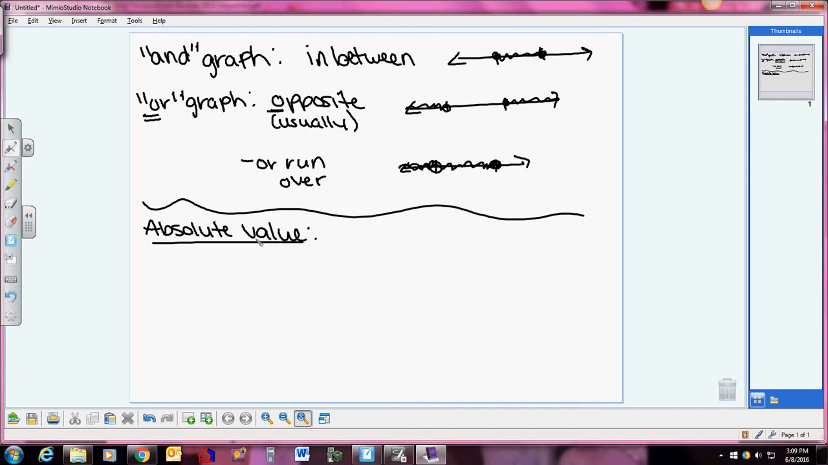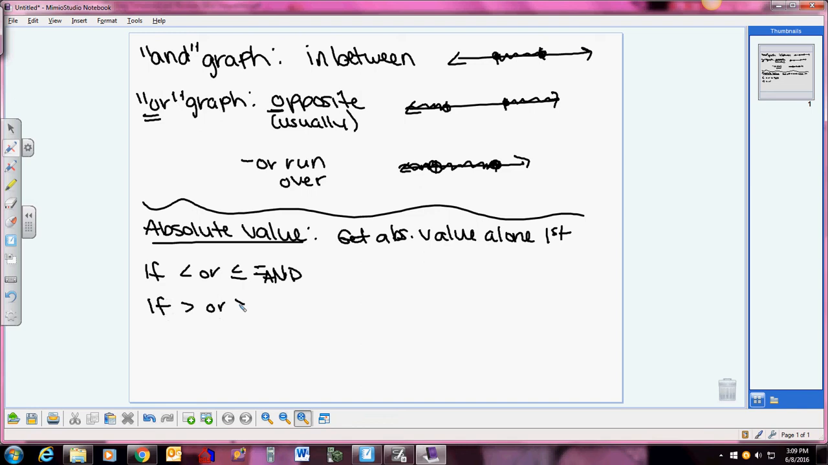Then we're also going to write down absolute values. For absolute value, you want to make sure you get it alone first, just like before. Then, if it's less than or equal to, you use the word and. If it's greater than or equal to, you use the word or. The way I remember that, less than looks like an L, so this spells the word land. Greater than starts with a G, so it spells the word gore, like a gory movie. Obviously, that's not how you really spell it, but that's what helps me remember which one is which.